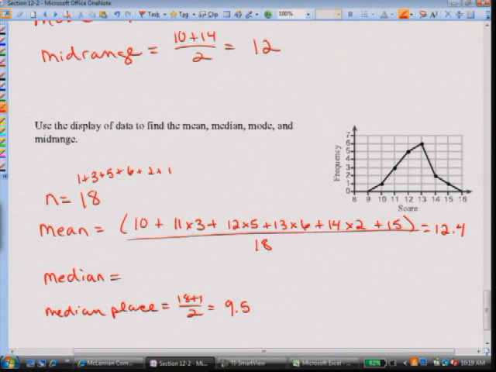So here's 1, 2, 3, 4, 5, 6, 7, 8, 9, and then 10 is 13. So 12 is in the 9th spot and 13 is in the 10th spot. So it's going to be 12 plus 13 divided by 2, or 12.5. That is my median.